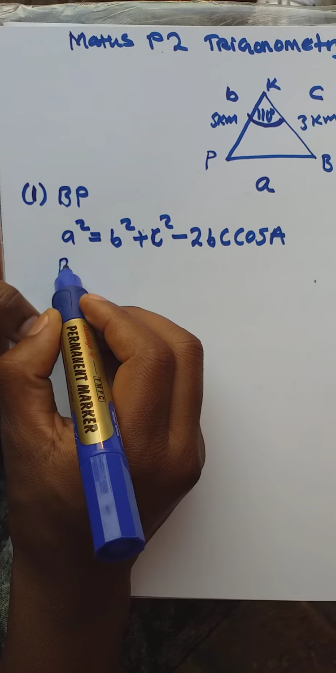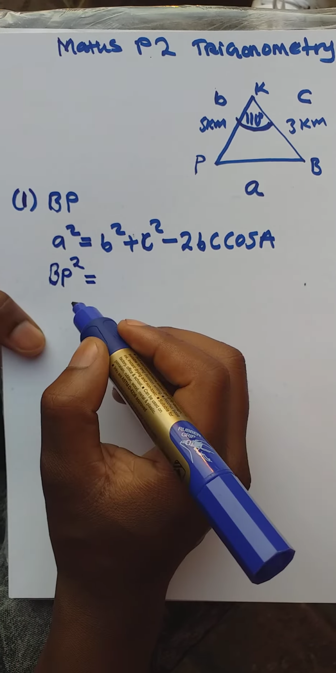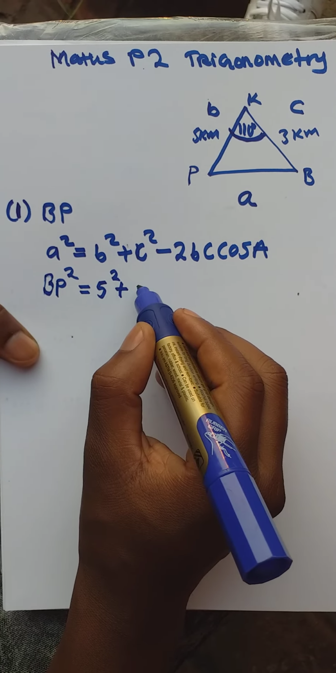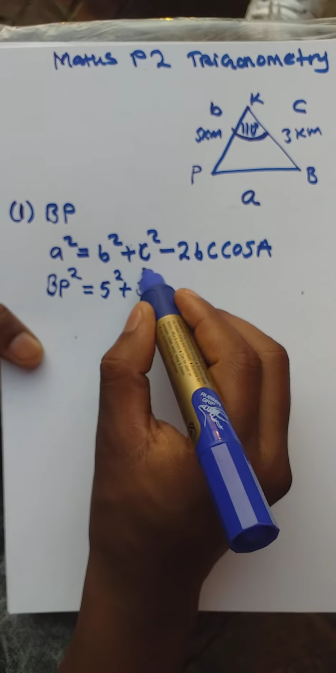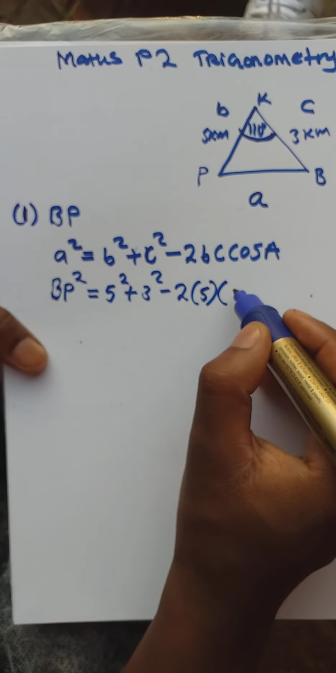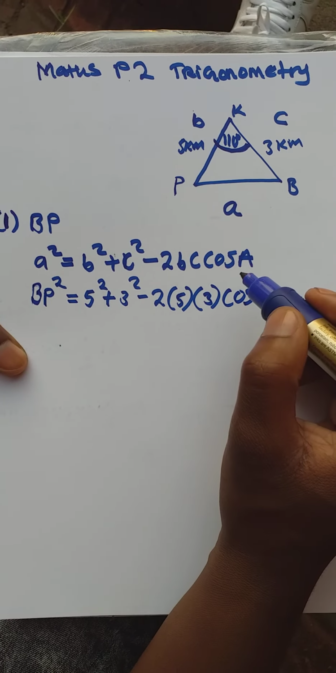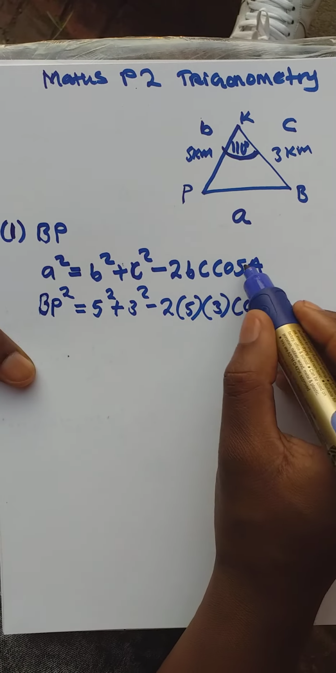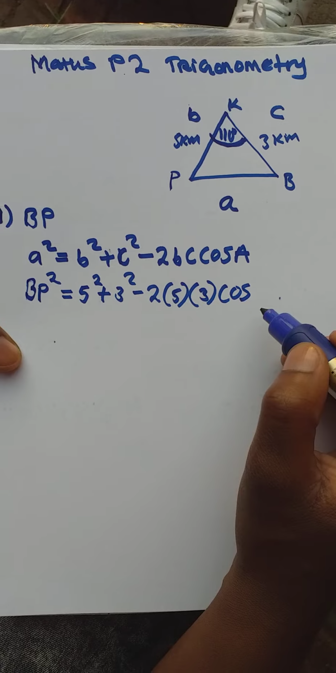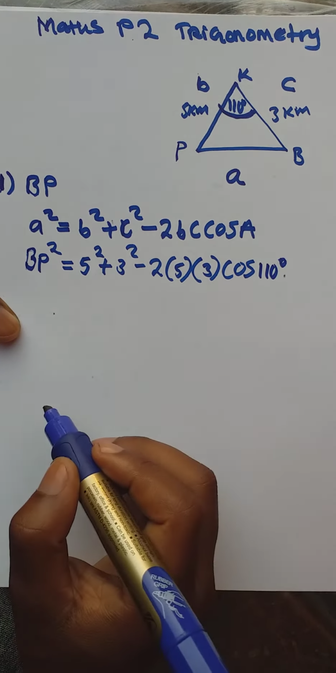So we're going to replace. Here we have nothing, we just have BP, so we square according to the way the formula is. For part B, we have 5, we square. For part C, we have the 3 here, we square, minus 2. We have said B is 5, C we have said is 3. So cos A means the angle opposite to A. The A at the end means the angle opposite to the distance where the A is. So this is the 110 that we have there.